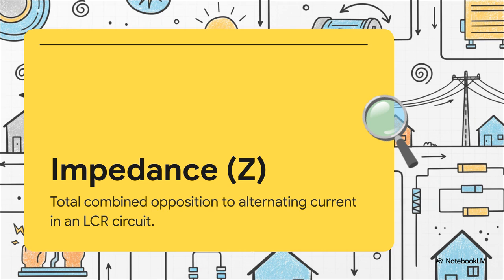Because the inductor and capacitor are out of phase by 90 degrees in opposite directions, we can't just add their resistances together normally. So the absolutely crucial point here is that we have to use the Pythagorean theorem to calculate this total impedance. We're mathematically combining the standard resistance with the opposing reactances of the inductor and the capacitor.